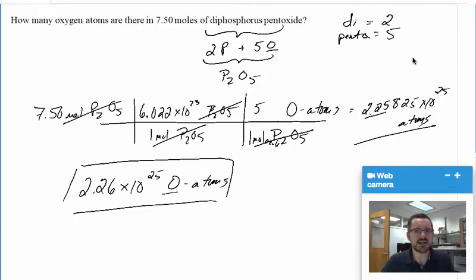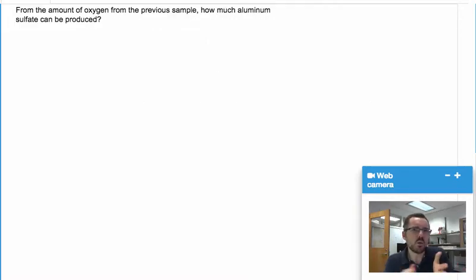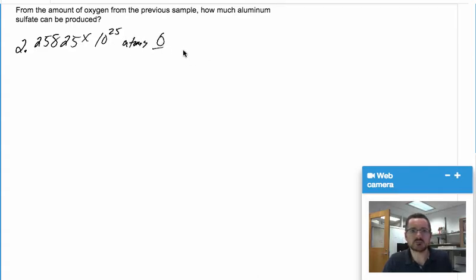Now, from this, I can find additional information about anything else. Let's hypothetically say that with this amount of oxygen, I want to produce a different compound. So I'm taking all of the oxygen that I could get out of that diphosphorous pentoxide and put it all in aluminum sulfate. Well, how much of that aluminum sulfate could I make? So I'm starting with 2.25825 times 10 to the 25th atoms of oxygen.